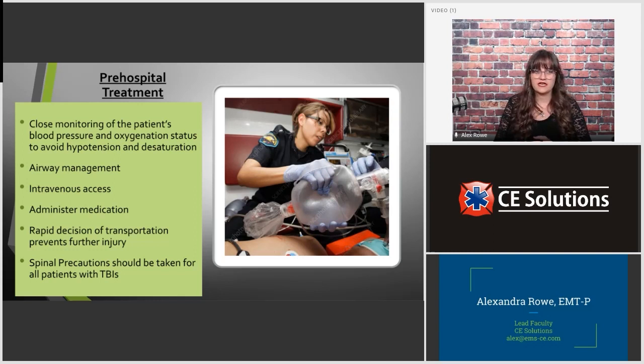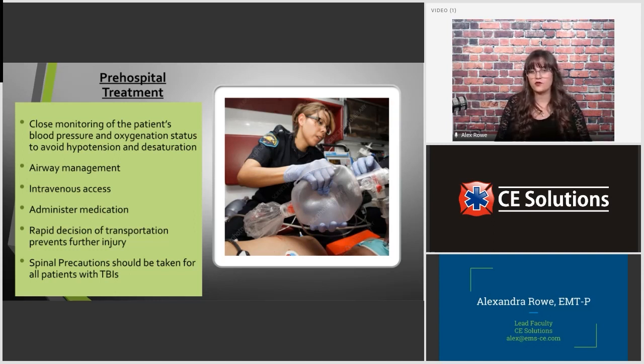Spinal precautions should be taken for all patients with traumatic brain injuries. If they have a traumatic brain injury, again, you may have to ventilate, you may have to do anything like that, and even suction. It's easier to do that when they're on a board, for one. And two, they might have a spinal cord injury with the traumatic brain injury. I know how everybody is with backboards these days. It's more rule in the backboard versus rule out.